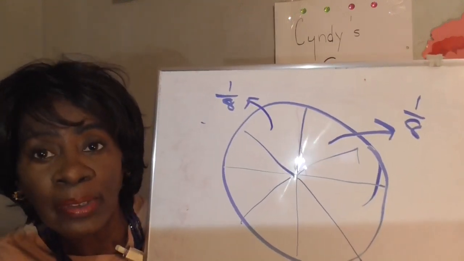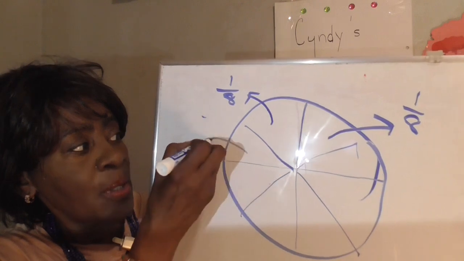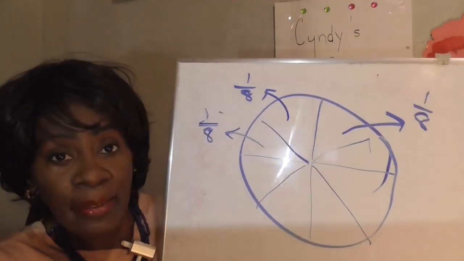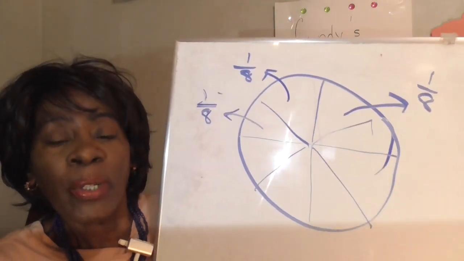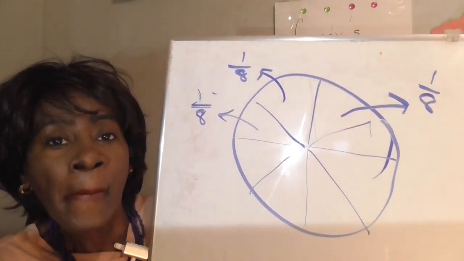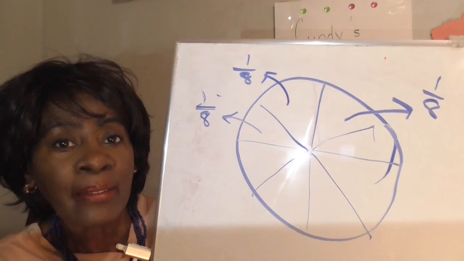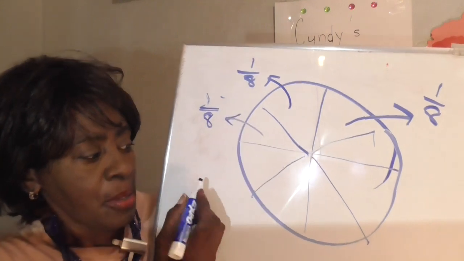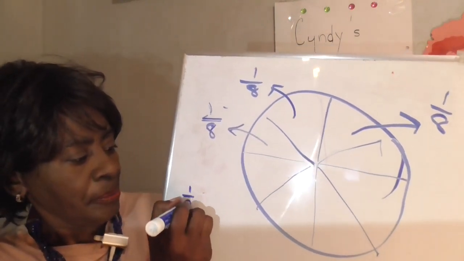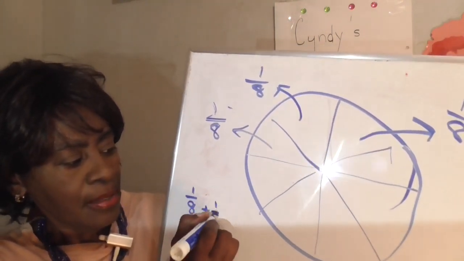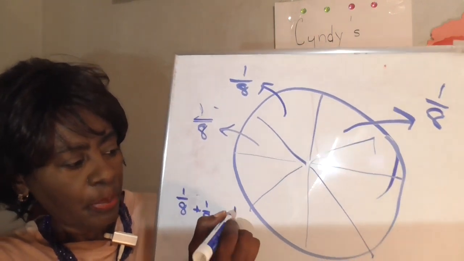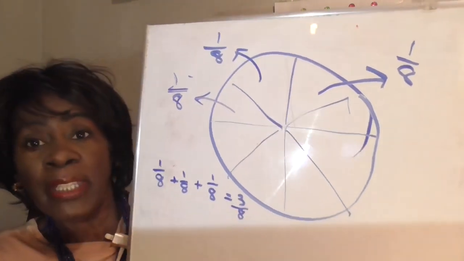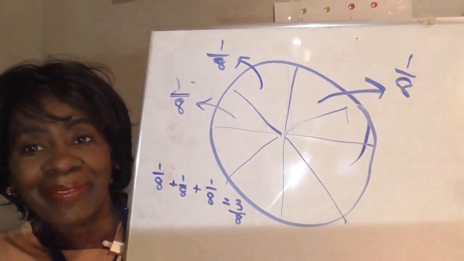Fractions are part of a whole. Paul comes along, he takes a piece of the pie. 1/8. If the question is, how many pieces of the pie were taken? 1/8, 1/8, and 1/8. What is the total of pieces of pie that were taken? 3/8. 3/8 of the pie was taken.